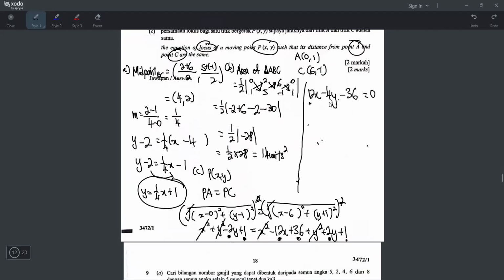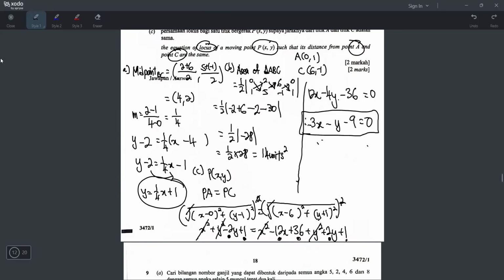Okay, but wait, 12, 4, and 36, all these numbers can divide 4, right? So you can simplify this by dividing 4. When you divide 4, you get 3. Divide 4, you get 1. Divide 4, you get 9. So this is your answer. This is the equation of the perpendicular bisector.